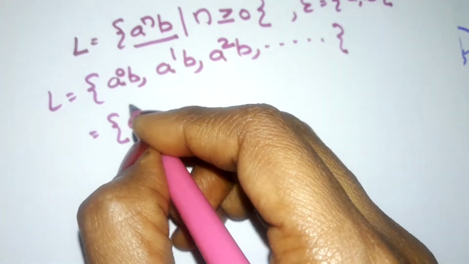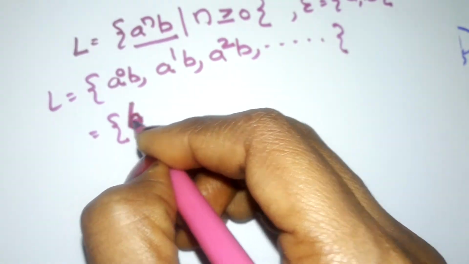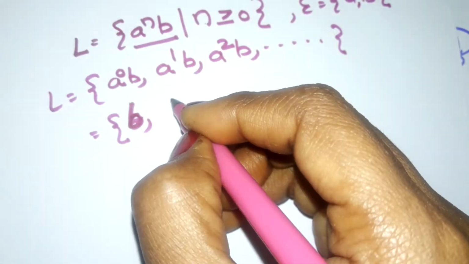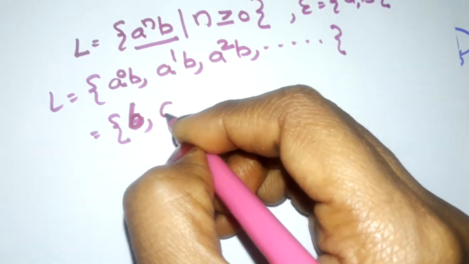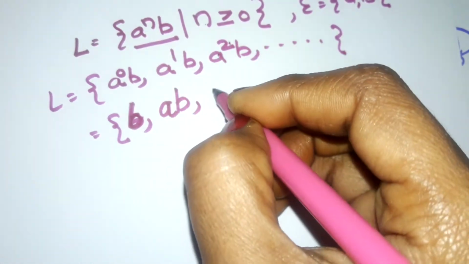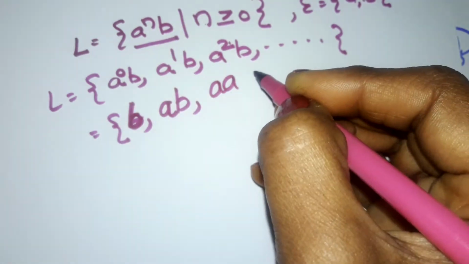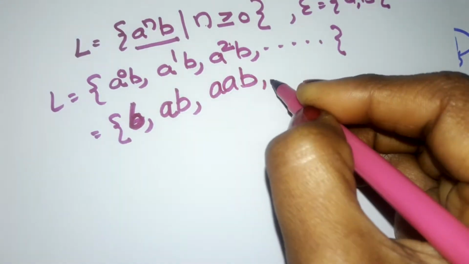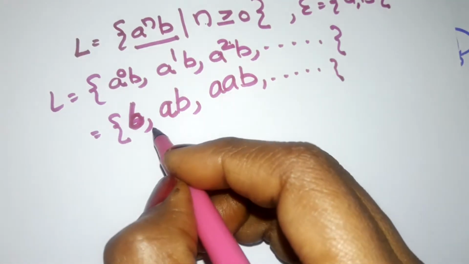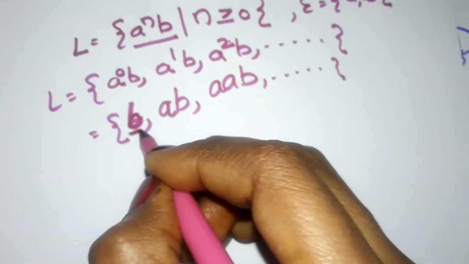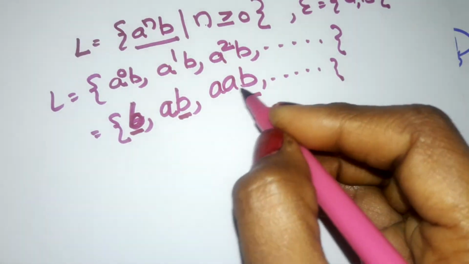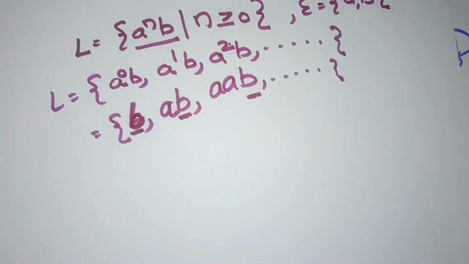Epsilon means nothing, which means you can consider only b. A power 1 means a is written one time, and b. A power 2 means a is written twice, and b, and so on. This means a string should be acceptable whenever it ends with b and starts with any number of a's.